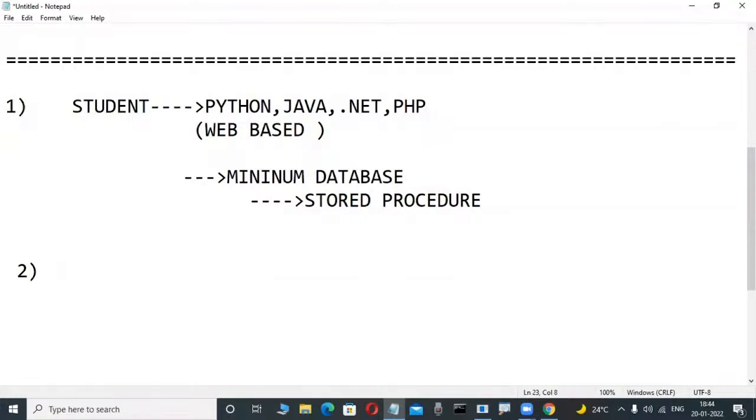Then those persons apply for PLSQL developer jobs, which are available without any knowledge of Java, .NET, or front end. Maybe non-technical persons without very good programming skills, then PLSQL developer jobs are there. Maybe a two or three year gap is there. Those persons are in our course.